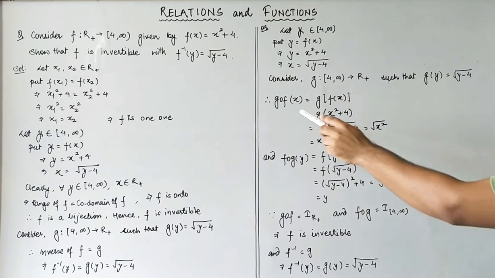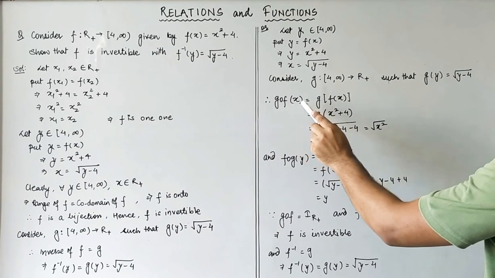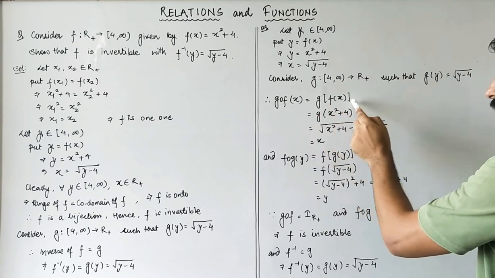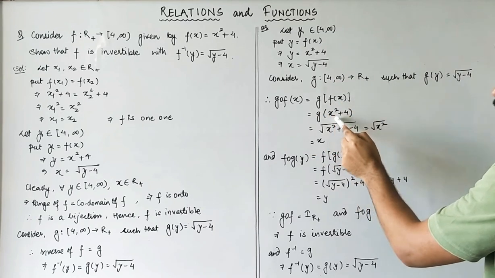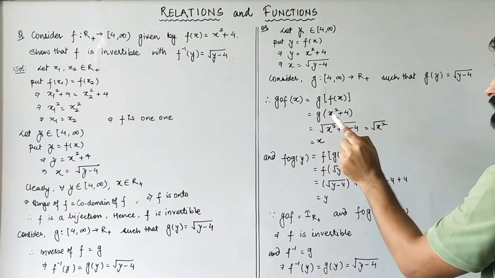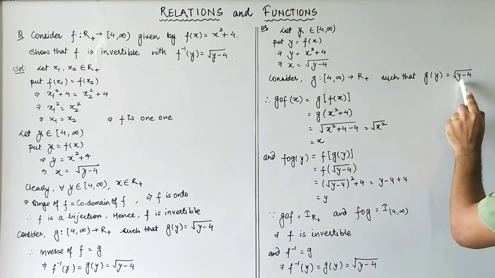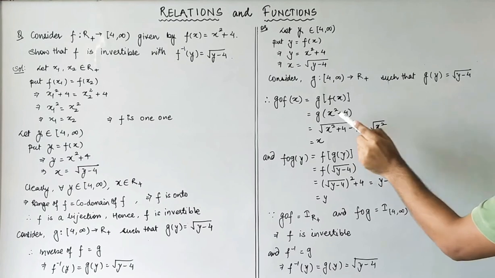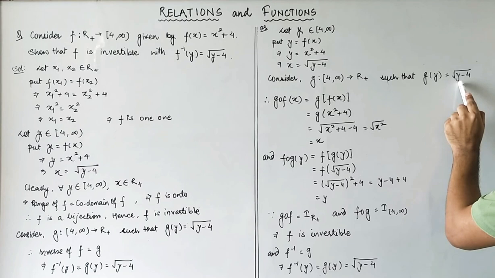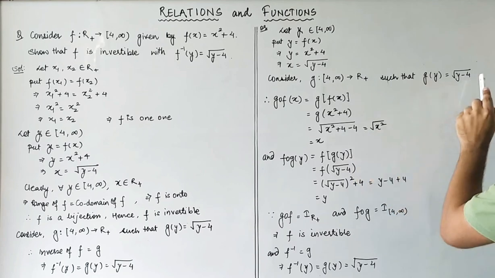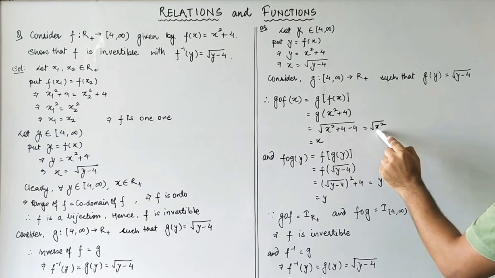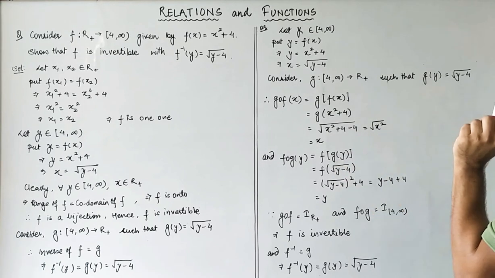Now we will find gof x, that is composition of f and g. g of f(x), f(x) is x square plus 4. So g of x square plus 4 means we need to replace y with x square plus 4. तो यहाँ पे आप x square plus 4 डाल दें तो x square plus 4 minus 4 ये रहा, minus 4 plus 4 are cancelled out, so it is under root of x square which is equal to x.